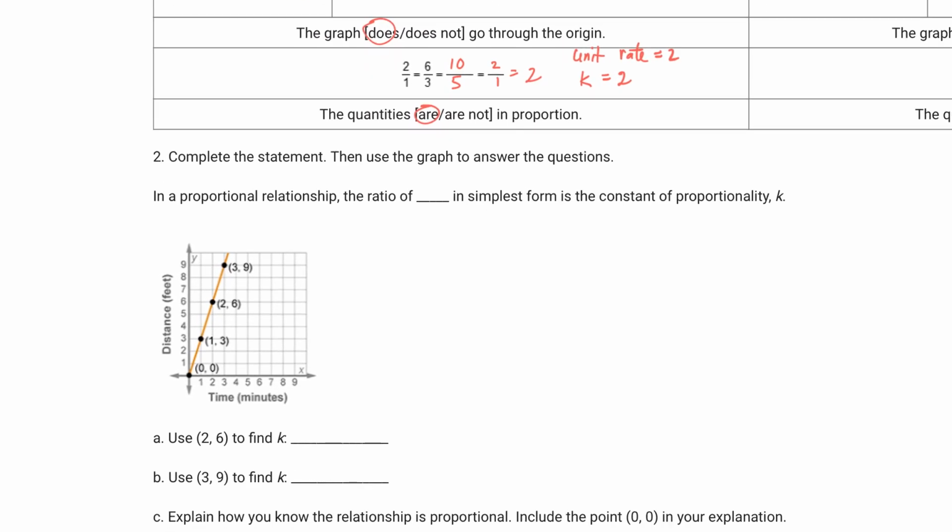Complete the statement. In a proportional relationship, the ratio of the y value to the x value, in simplest form, is the constant of proportionality, or k. And we should know that before. There's a couple of equations: y is equal to the constant times x, and the constant is equal to y over x, which brings you back over here.